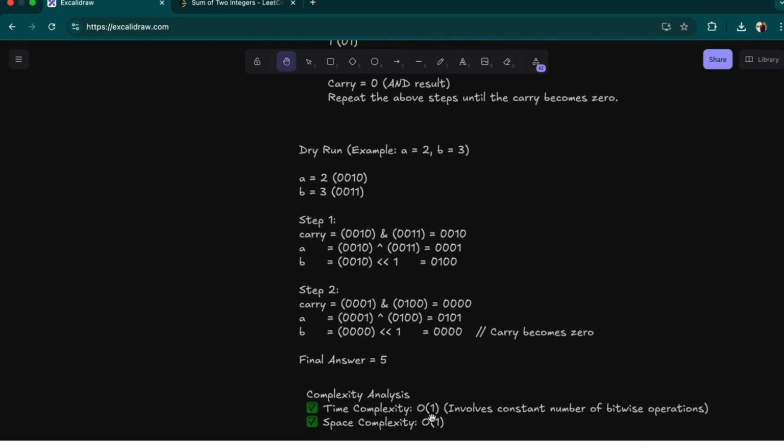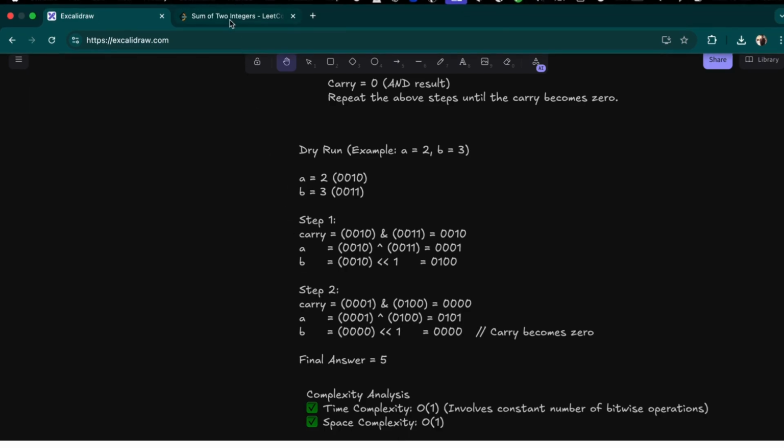So this approach takes very little time. The time complexity will be constant, as there is a constant number of bitwise operations. So the time complexity will be O of 1 and the space complexity will also be constant.